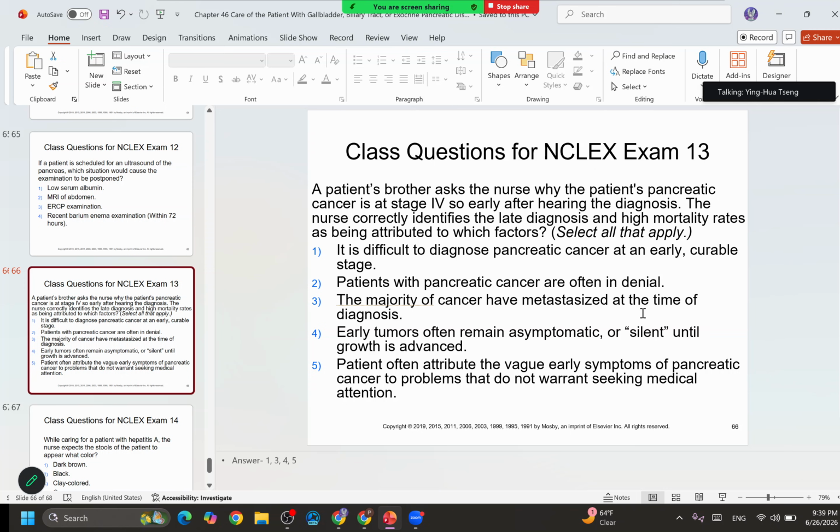So number 4, early tumors remain asymptomatic, silent until growth is advanced. Yes, because they don't feel anything. This is the reason. Number 5, patients attribute the vague early symptoms of pancreas cancer to problems that do not warrant seeing medical attention. Yes, if no pain, they don't see the doctor. If no symptoms, they don't see the doctor. So the correct answer is 1, 3, 4, 5.